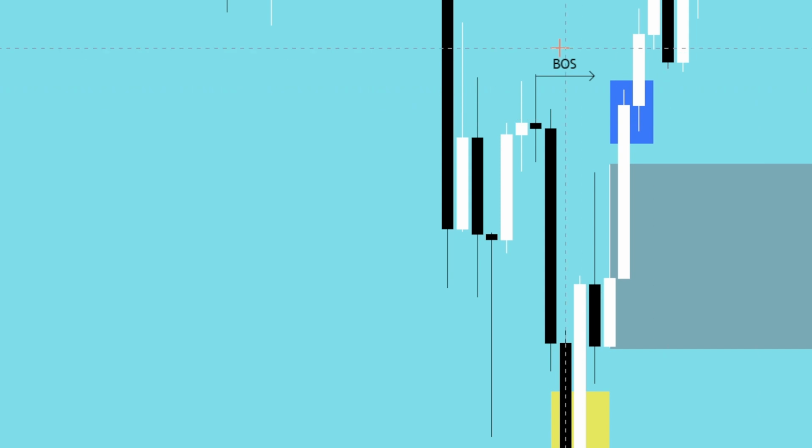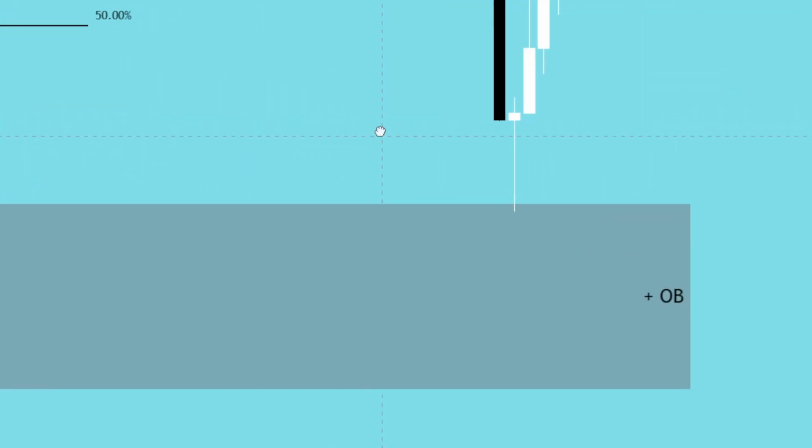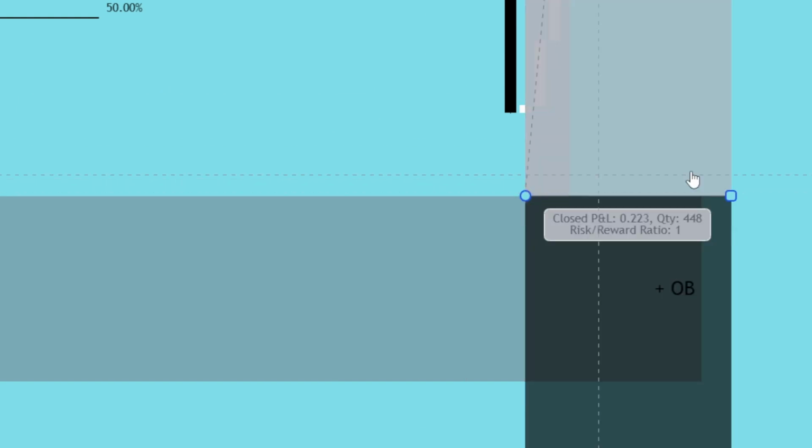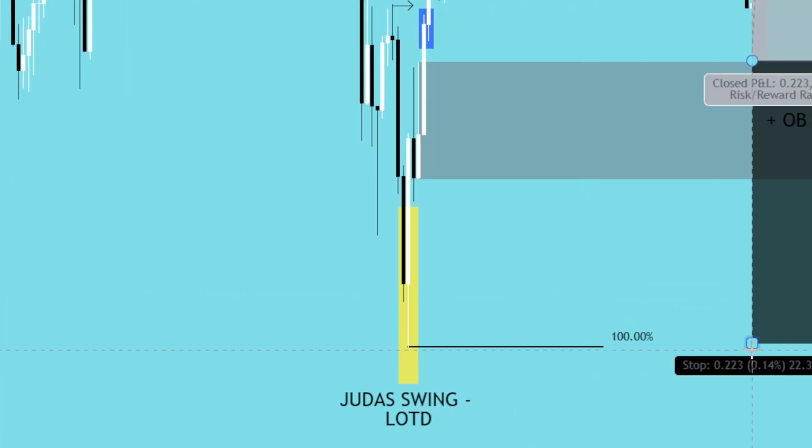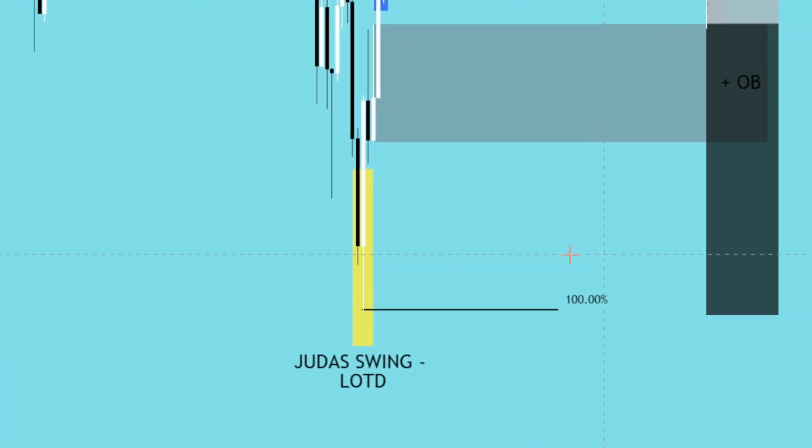So look at how accurate price is. Price comes in, wicks, fills the inefficiency over here. So this inefficiency gets filled. And then from here, all our job is to key off the fair value gap, right? So we understand we trade at the fair value gap. We have our stop loss ideally at the Judas swing. I prefer to keep my stop loss near the Judas swing, right?